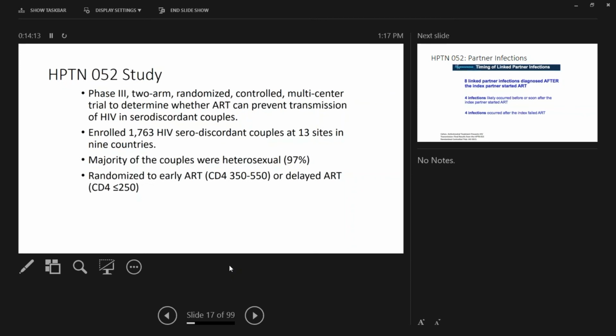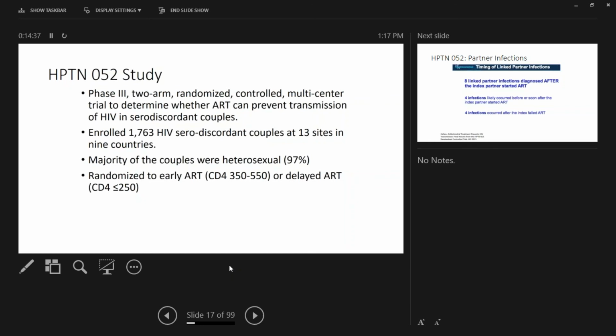This is a phase 3 study, two arms, in multiple centers, to demonstrate whether or not antiretroviral therapy, when started early, can prevent transmission of HIV in serodiscordant or serodifferent couples. That means one partner with HIV and the other who is not living with HIV. This study enrolled almost 1,800 serodifferent couples at 13 sites in 9 countries. The majority were heterosexual.